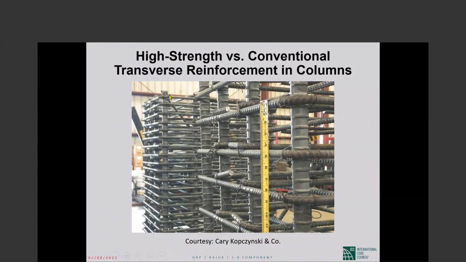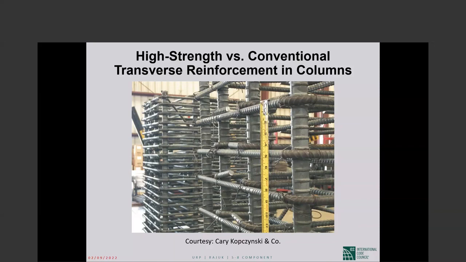This is a cage for an actual building. This is Gary Kupczynski's office in Seattle. Gary gave me the slide. The left-hand cage is with 60 ksi reinforcement, and you see the spacings. The right-hand cage is, I don't remember now, it was 75 or 80. It was not super high strength, 100 ksi. Look at the difference in the two cages.